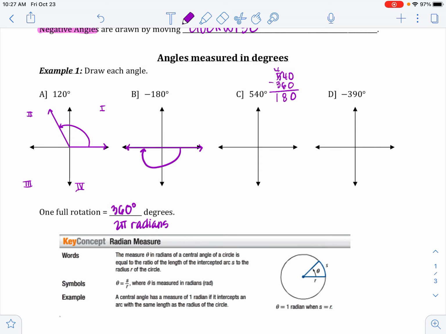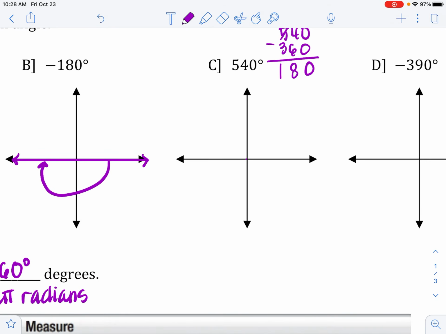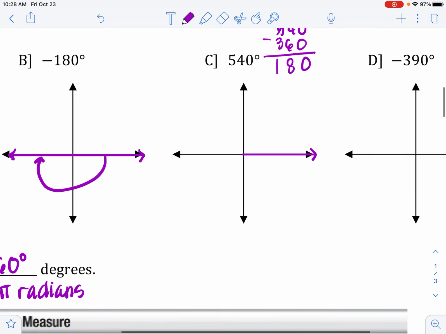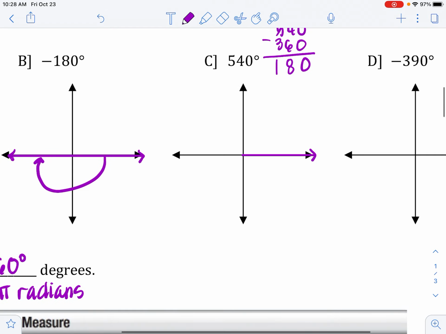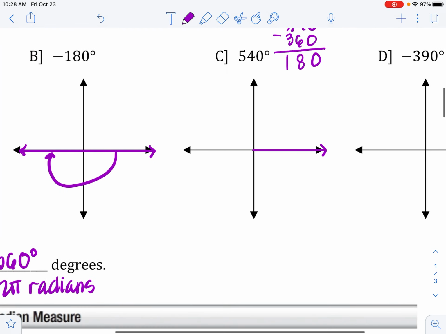So what I'm going to do is start at my initial side. Since it's positive, I'm going to go in this direction, counterclockwise. I have to go 360 degrees, a full circle, and then I have to go 180 degrees more. If I go 360 degrees, I'm going to end up back where I am, and if I go 180 degrees more, I'm going to end up over here. So that's where my terminal side is going to be.